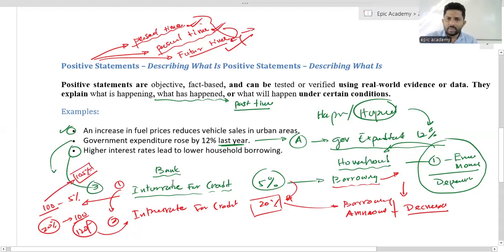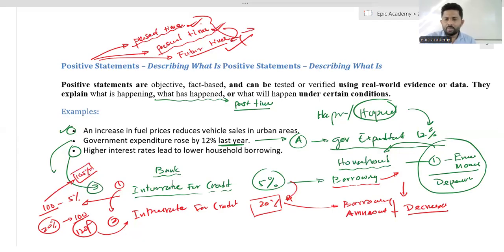So it is also a real world example. It describes what is happening, what will happen, what was happening. So the real world situation. If you are not sure about that, you can verify it by using evidence of the real world.